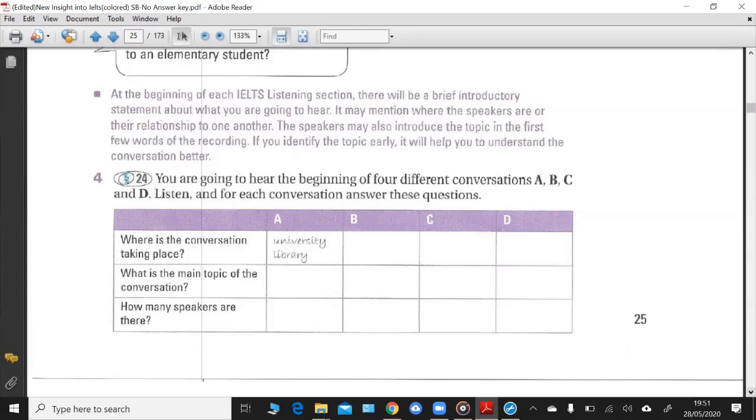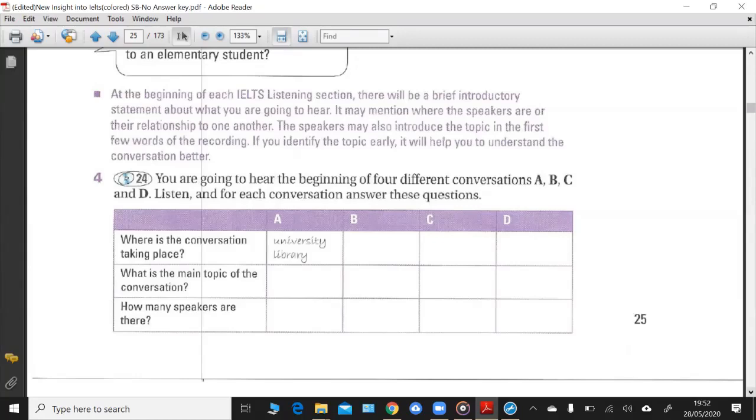At the beginning of each IELTS listening section, there will be a brief introductory statement about what you are going to hear. I mean, at the first part, you will have an introduction that tells you what you are going to listen to. It may mention where the speakers are or their relationship to one another. The speakers may also introduce the topic in the first few words of the recording. If you identify the topic early, it will help you to understand the conversation better.